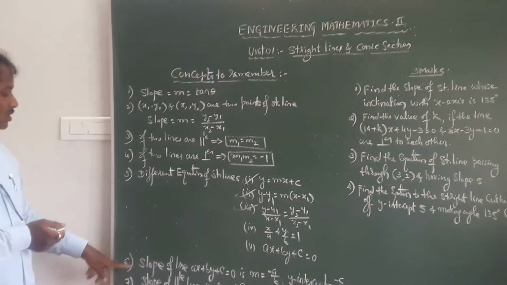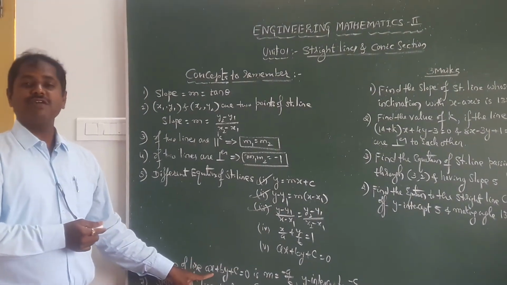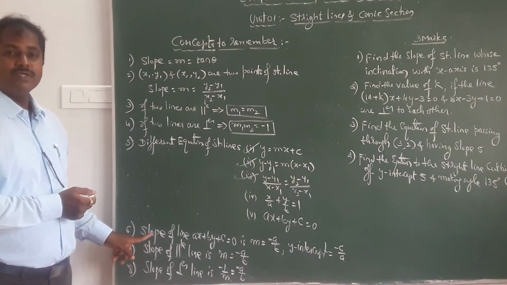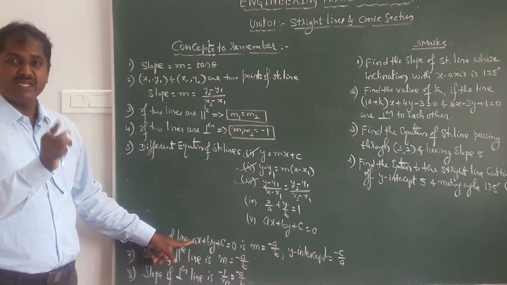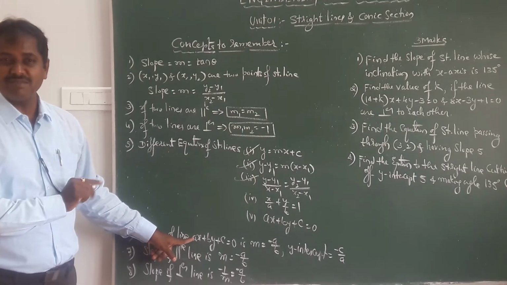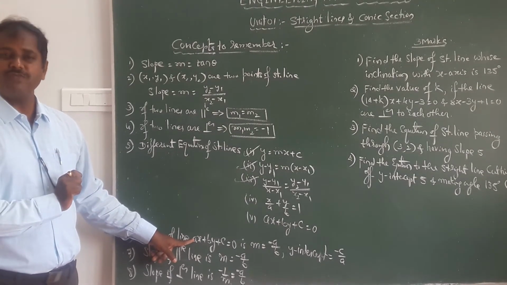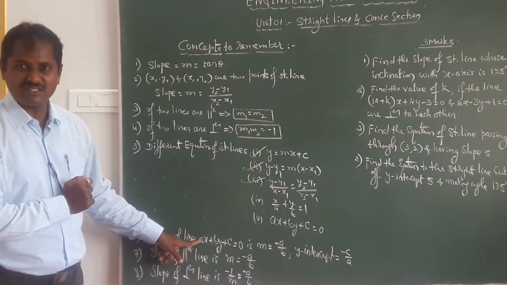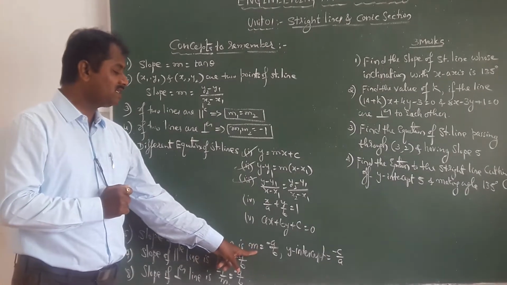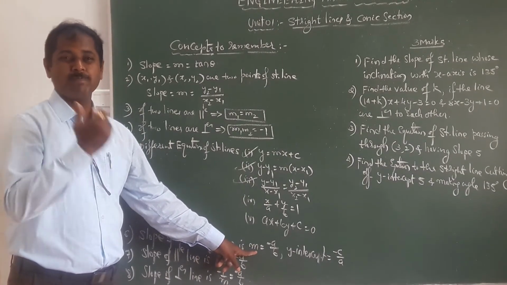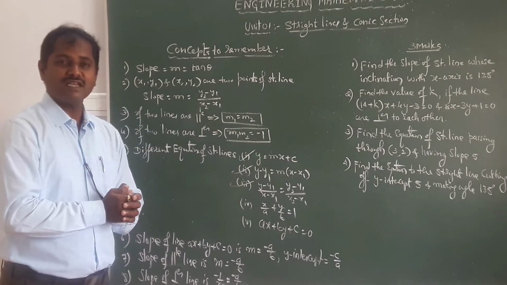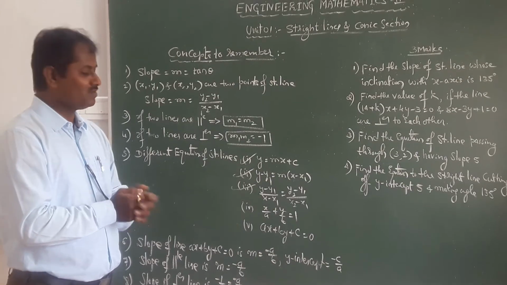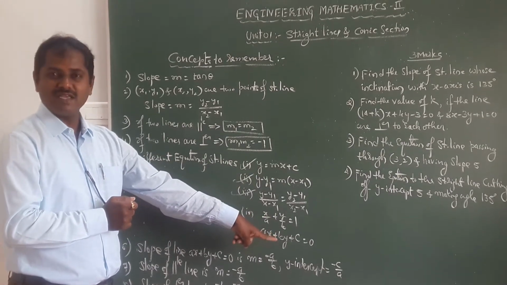Okay, so if the general equation of a straight line is given, that is ax plus by plus c is equal to 0, then its slope and intercept can be easily found out. So how to find the slope and intercept means, the slope of a straight line is given by m is equal to minus a by b, and the y intercept of a straight line can be easily found out by using this formula minus c by a.